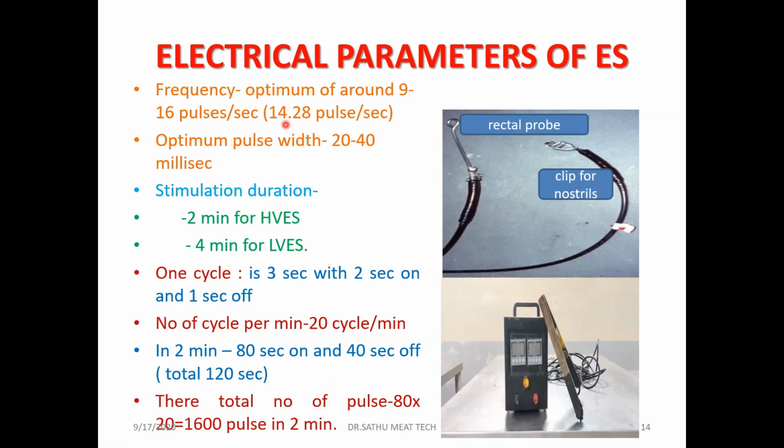Another thing is that if the pulse rate is above 20 per second, the pulse will fall in the refractory period and the muscle will not respond to the pulse. So the electrical stimulation will not be proper; it will not bring the effect. Generally we recommend around 15 to 20 pulses, or 9 to 16 pulses, as different companies have different pulses. Normally we recommend 15 to 20 pulses per second, with one cycle consisting of 3 seconds, in which 2 seconds on and 1 second off.